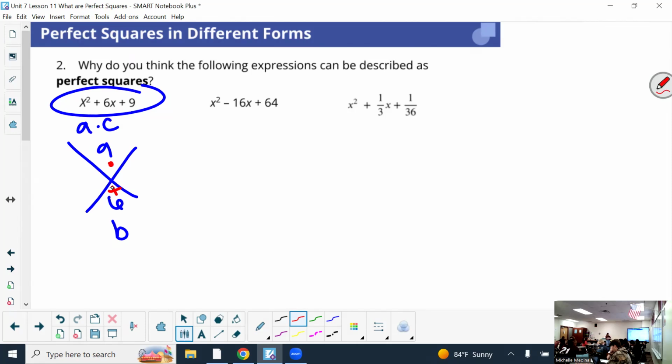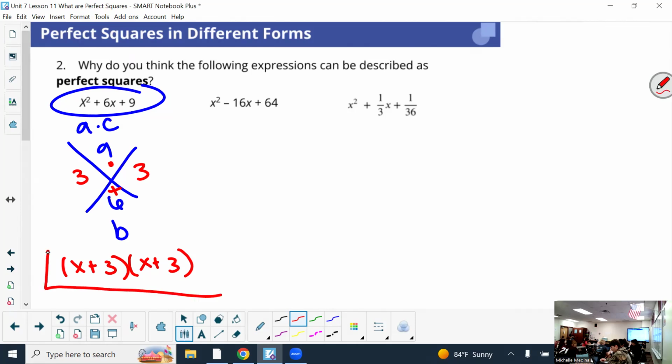2 numbers. 3 and, nope. 3. That's 2 numbers. So 3 and 3. 3 times 3 multiplied to 9. They add to 6. My factor form would look like this. And it's the same exact parentheses times itself, down to the signs and everything.